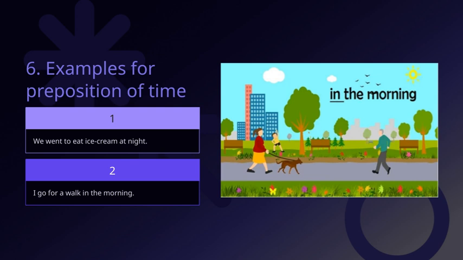Prepositions of time like in, at, and on help us specify when things happen. Remember, in is used for longer periods like months, mornings, or years. At is for precise times, such as at 3 p.m. or at night. And on is used for specific days or dates, like on Monday or on July 4th. These examples are simple, but they really illustrate how prepositions of time work in everyday sentences. Understanding them is key to expressing when actions take place clearly and accurately.